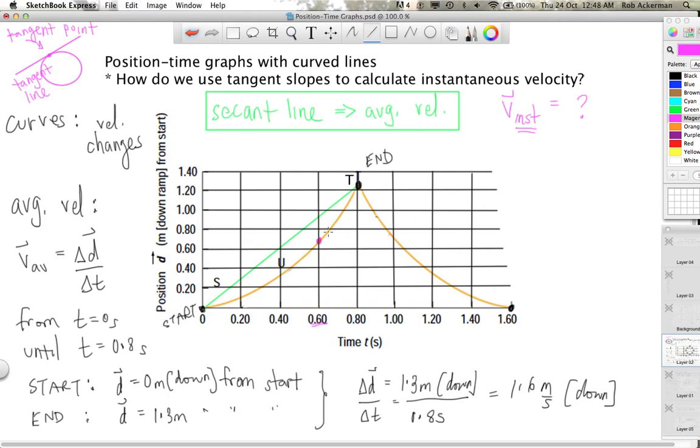Now it's not easy, I'm warning you, for me to draw tangent lines in Sketchbook Express. This tangent line, unfortunately, is not very good. It hits the graph right over here. I missed. I'm going to try maybe one or two more times before I give up.